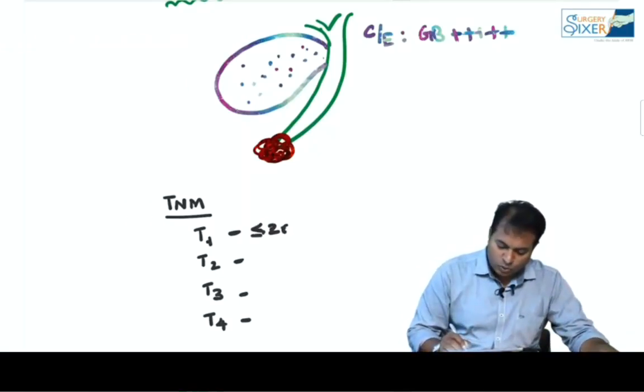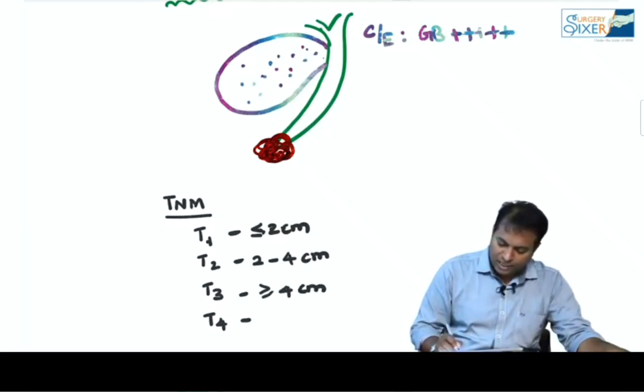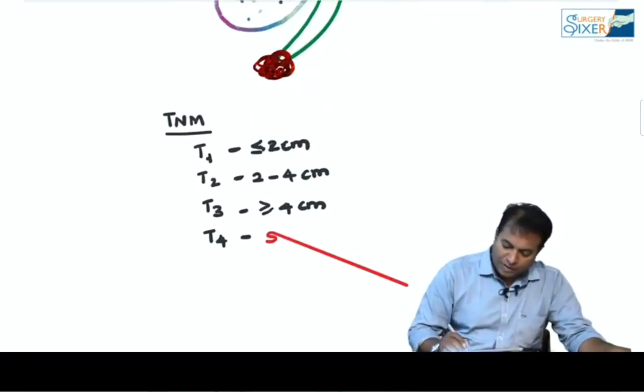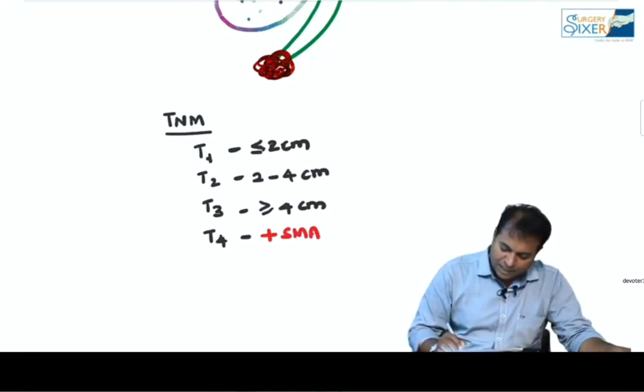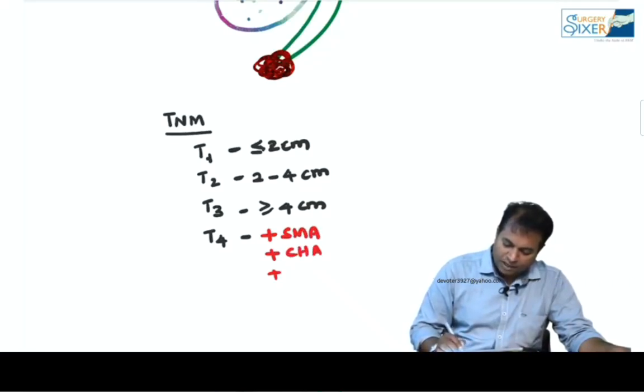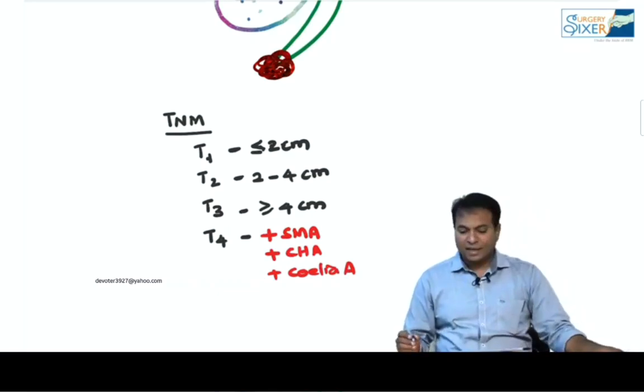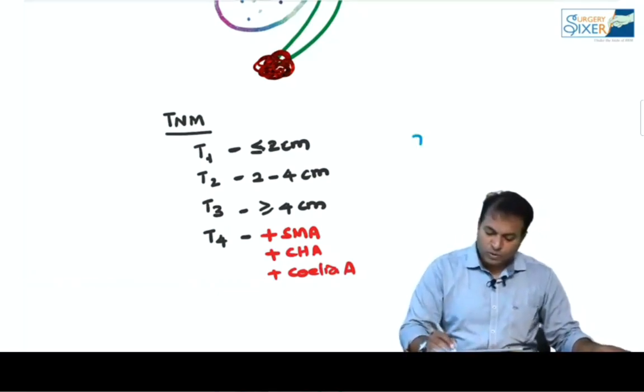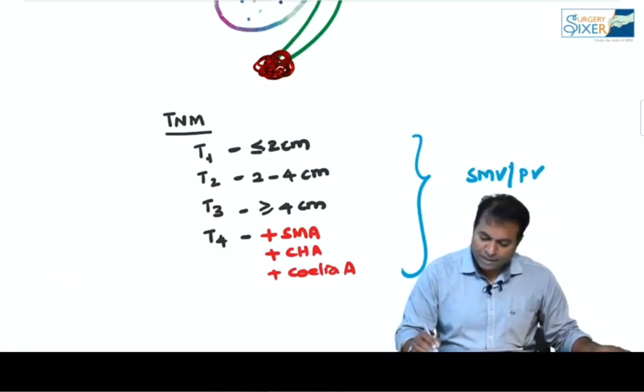A tumor of size less than or equal to 2 centimeters is T1. 2 to 4 centimeters is T2. More than 4 centimeters is T3. T4 is a tumor involving the superior mesenteric artery, the common hepatic artery, or the celiac artery. The one question asked in the JIPMER exam is that infiltration of SMV and portal vein does not change the staging. Please remember.